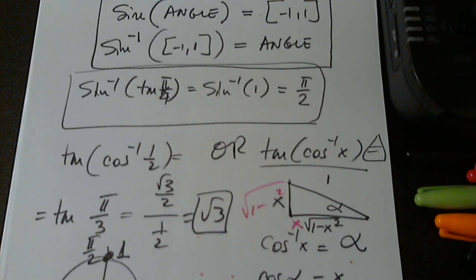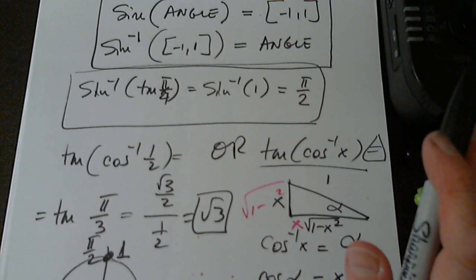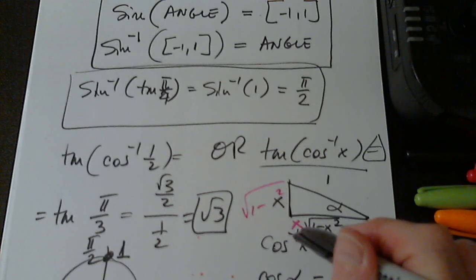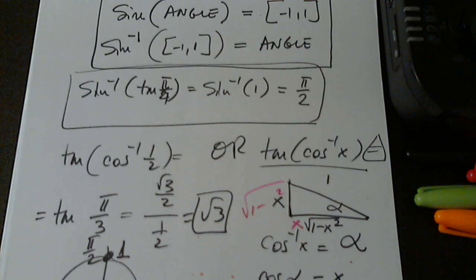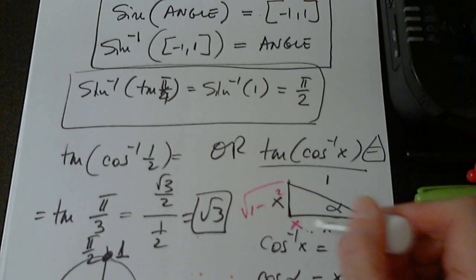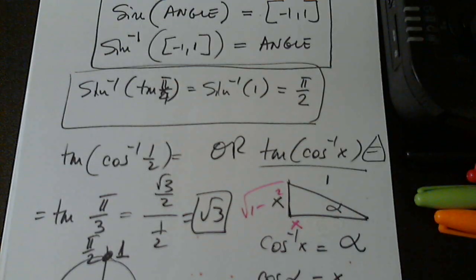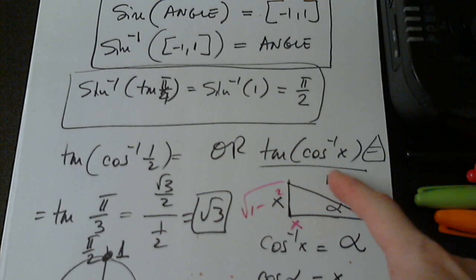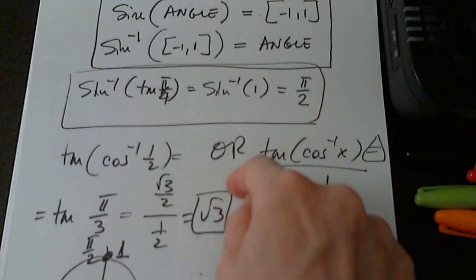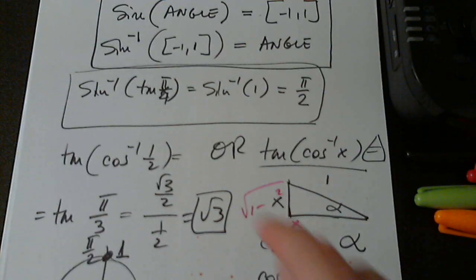My mind was sine. So one more time, let's verify this. Cosine alpha is x, which means the adjacent over the hypotenuse. The adjacent is x, the hypotenuse is 1. So then the opposite leg is the square root of 1 minus x squared. But tangent is the opposite over the adjacent. So it's the square root of 1 minus x squared divided by x.